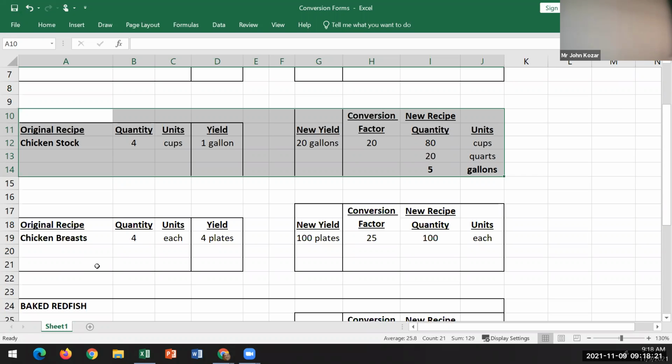Okay, and then what I have below that is a simplification, because you don't want somebody going in your kitchen and taking a measuring cup and counting 80 cups of stock. So there are ways to convert that.